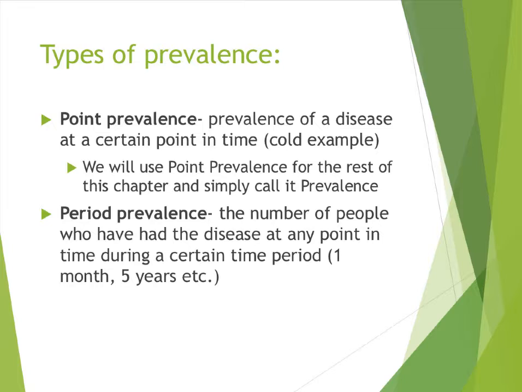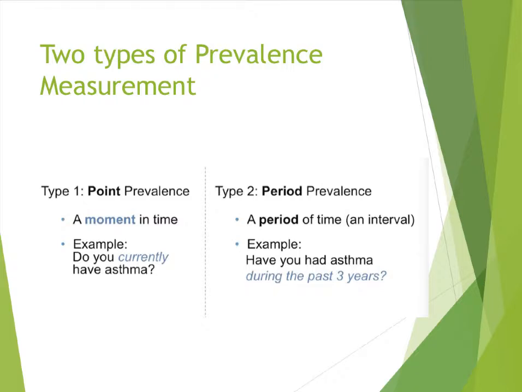The difference between the two would also be in the way you would ask the question whether a person has the disease or not. For example, for point prevalence, you would ask, do you currently have a cold? While for period prevalence, you would ask, have you gotten a cold in the past 3 years? Again, for those of you who love to organize their notes in table format, here's the main difference between point and period prevalence.